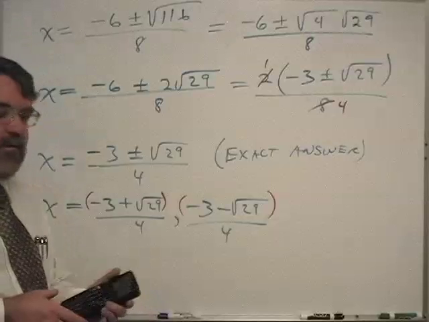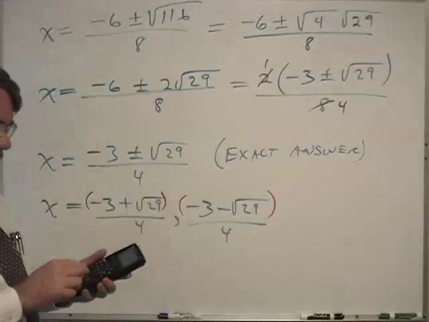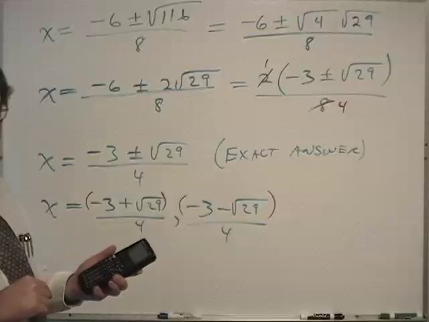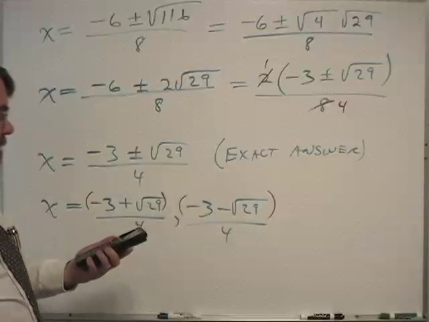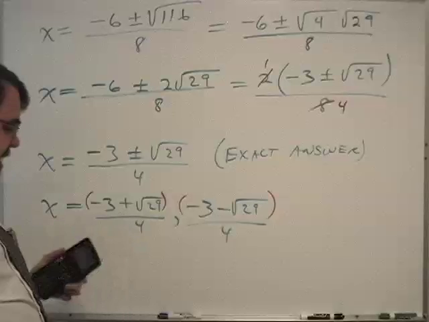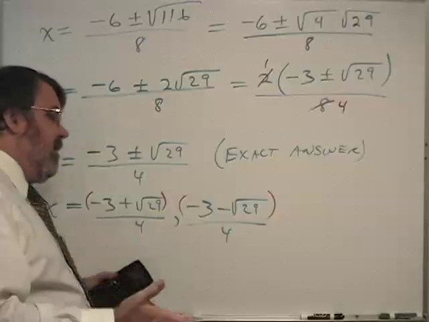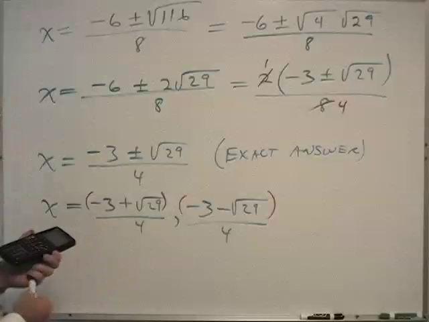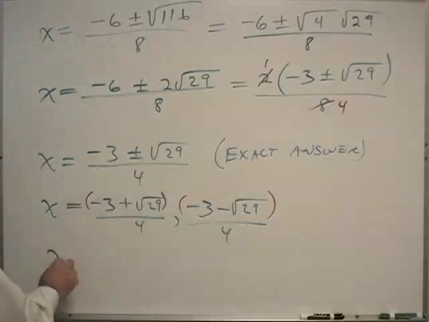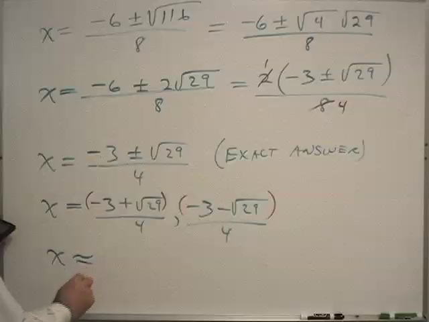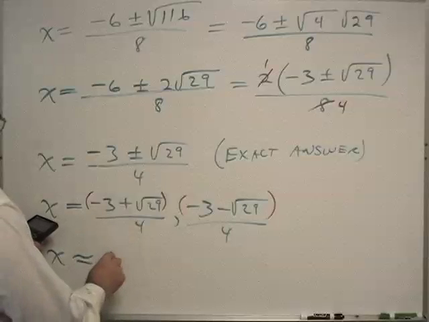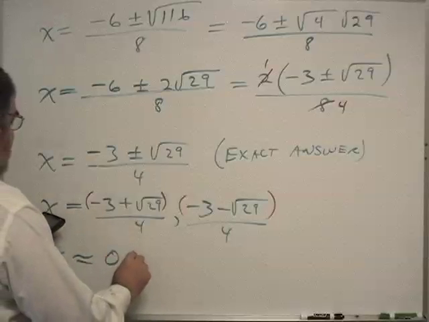However you punch it, once you're done getting this in, you want to hit divide by 4 and then equal. So I get, and round your answer off. If it needs to be rounded up, you need to round it up. So x is approximately, from here I got 0.596.